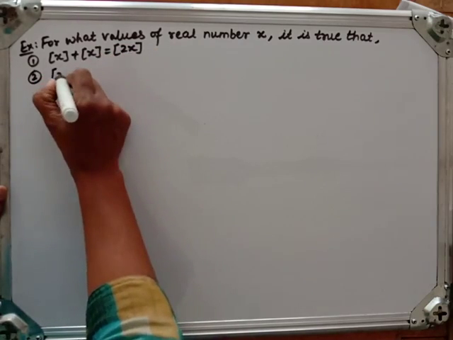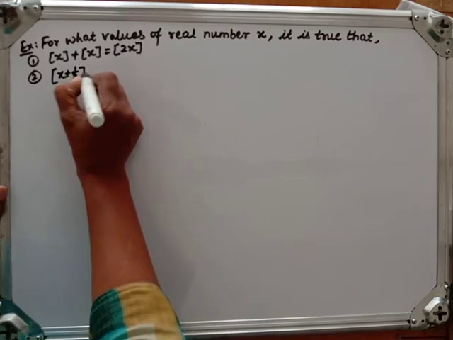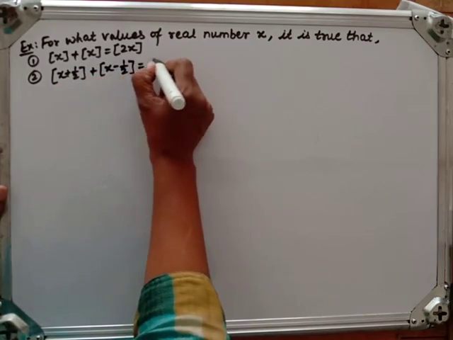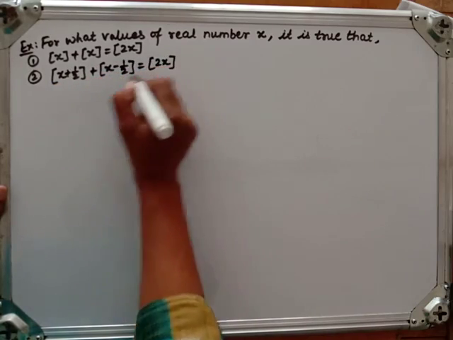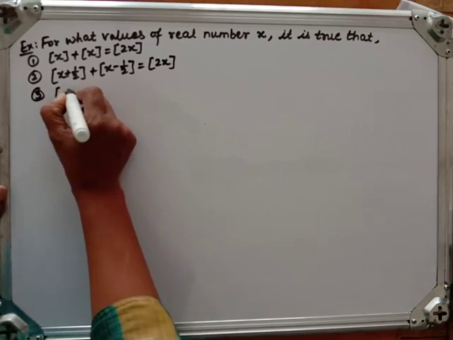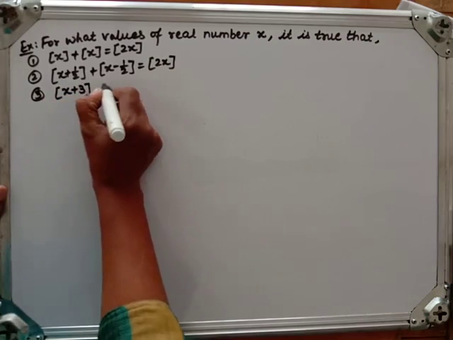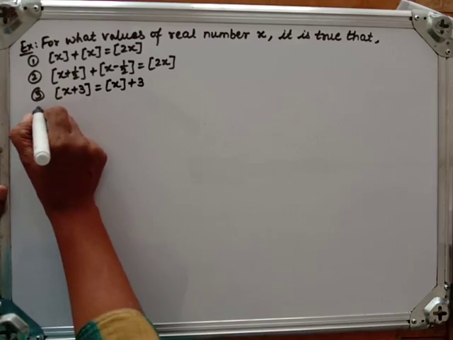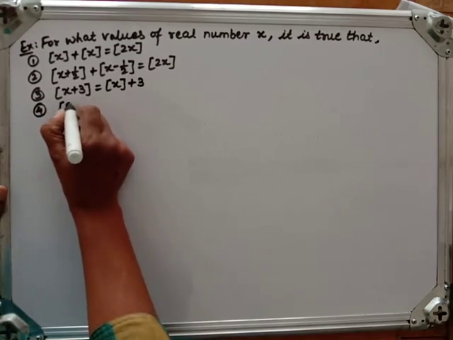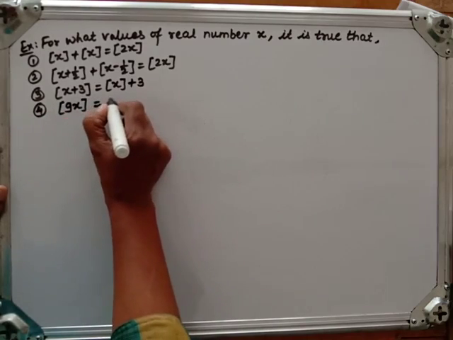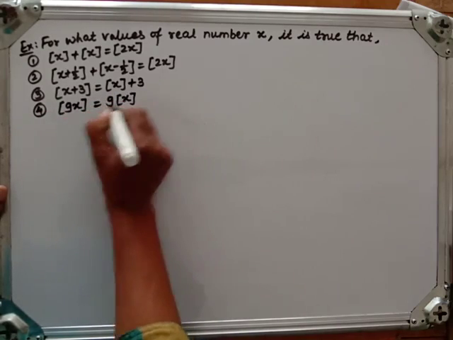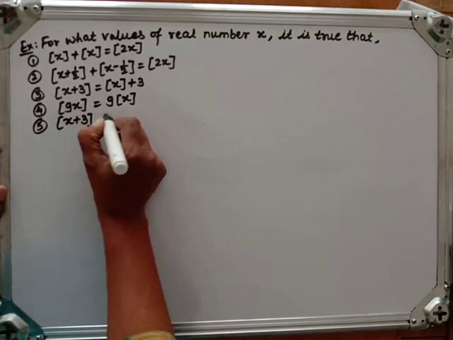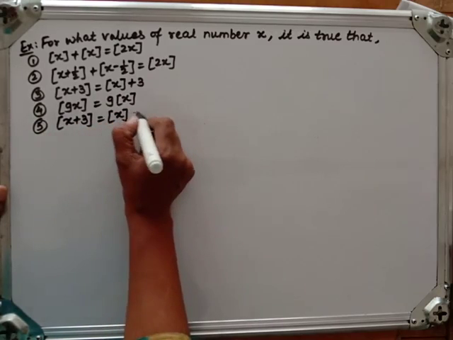Second, greatest integer function of x plus half plus greatest integer function of x minus half equal to greatest integer function of 2x. Third, greatest integer function of x plus 3 equal to greatest integer function of x plus 3. Fourth, greatest integer function of 9x equal to 9 times greatest integer function of x. Fifth, greatest integer function of x plus 3 equal to greatest integer function of x plus 3.